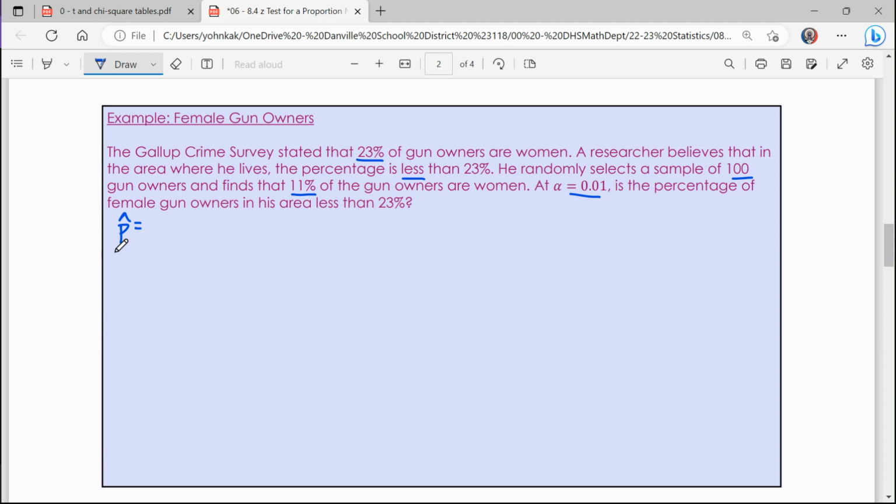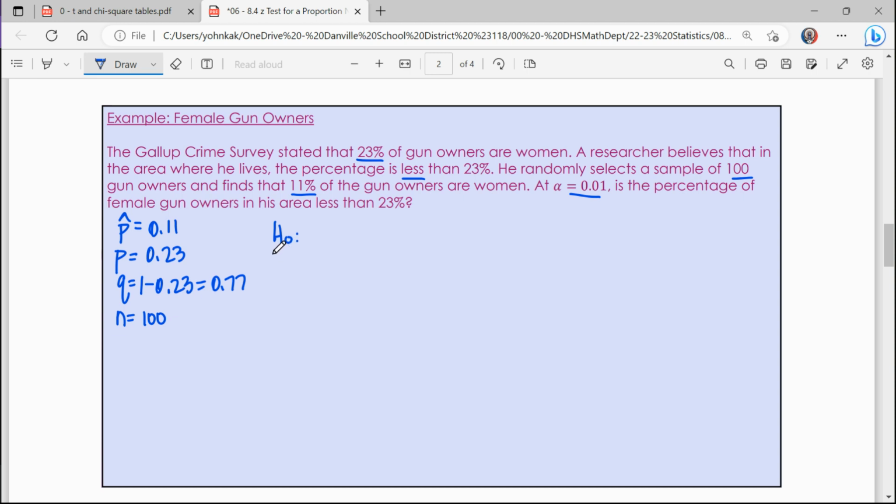All right, so we need a p hat, we need a p, we need a q, and we need an n. Our sample size is 100. Our p hat is going to be 11%, so 0.11. Our p is our population proportion, that's the 23%, so 0.23. And our q is 1 minus 0.23, or 0.77.